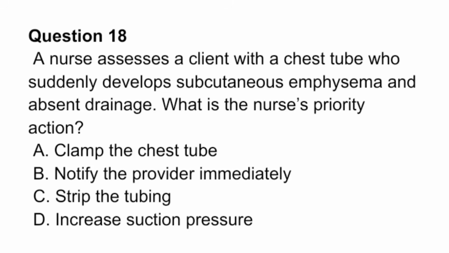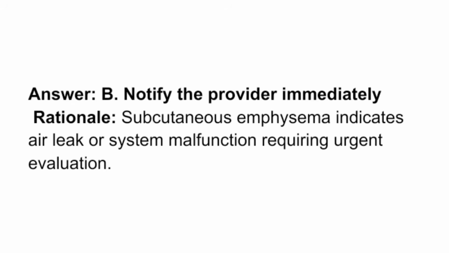A. Clamp the chest tube. B. Notify the provider immediately. C. Strip the tubing. D. Increase suction pressure. Answer: B. Notify the provider immediately. Rationale: subcutaneous emphysema indicates air leak or system malfunction requiring urgent evaluation.